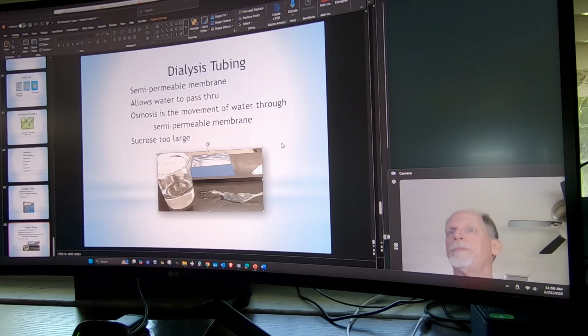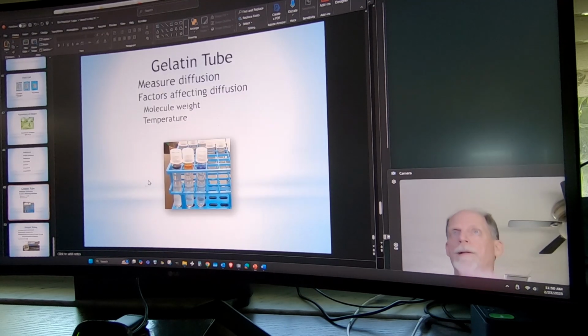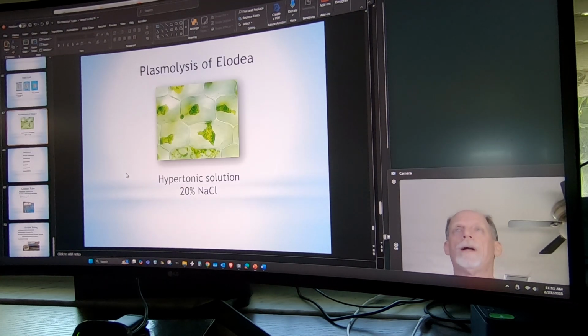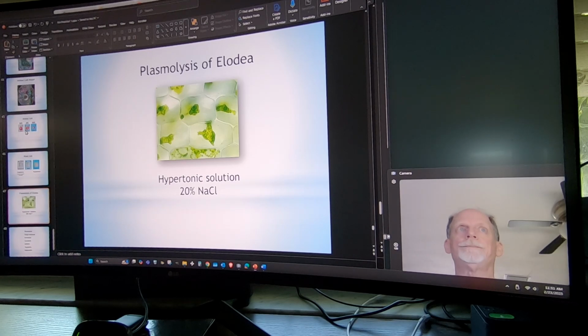Dialysis tubing: you'll see this image, and then I'll expect you to be able to answer questions about the information found here. These are called gelatin tubes. They're not test tubes. We use this to measure diffusion. And then tell me what effect molecular weight has on diffusion, or the temperature has on diffusion. You should know what plasmolysis is for Elodea.